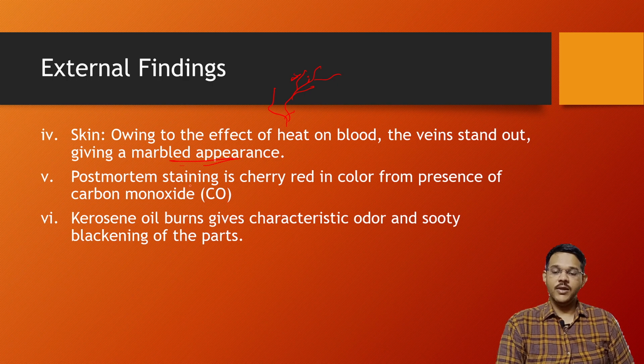Postmortem staining is cherry red in color because of accumulation of carbon monoxide gas, which combines with blood. Carboxyhemoglobin leads to the cherry red color. If the person had died because of kerosene oil, it characteristically leaves an odor. Soot blackening is characteristic of kerosene burns.